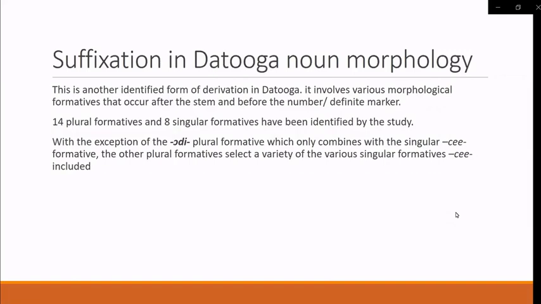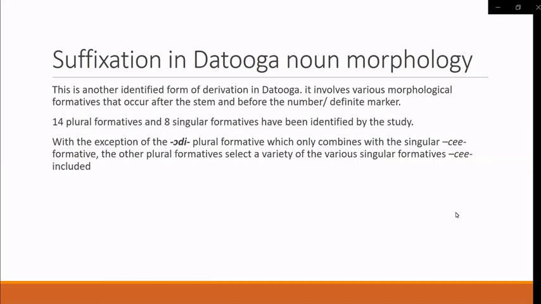Suffixation in the Datooga noun morphology is another form of derivation in Datooga, and it involves various morphological formatives that occur after the stem and before the number or the definite marker. In this study, 14 plural formatives and 8 singular formatives have been identified.